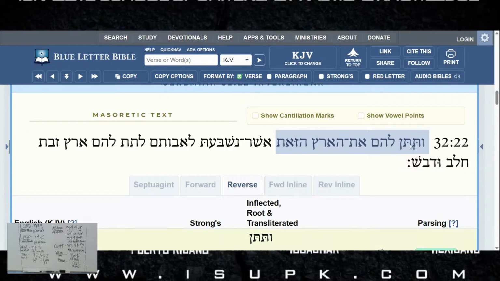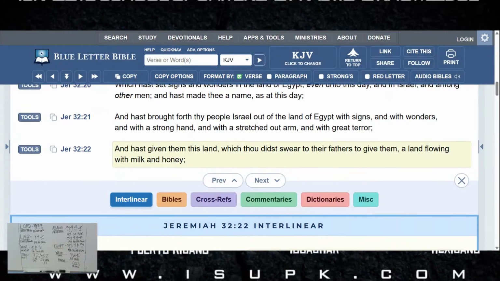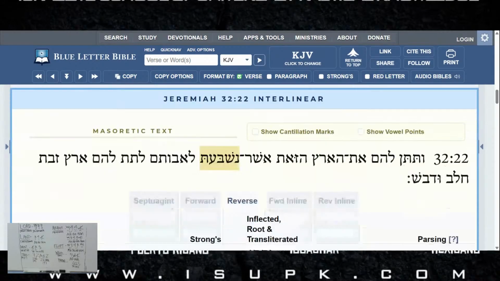Boom, boom, and you give to them only, specifically only, talking about showing direction, talking about Ha'aratazah, the land, Haza'ah, this land, and you give to them specifically this land, is what it's saying. All right, now let's see what it says in English. And has given them this land. Perfect, easy. I didn't use the box, y'all.